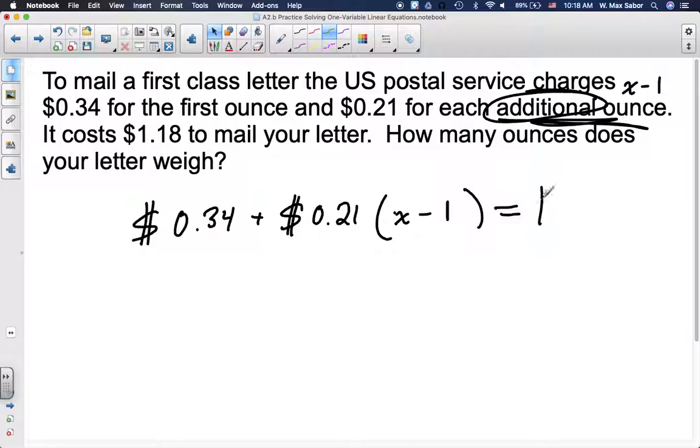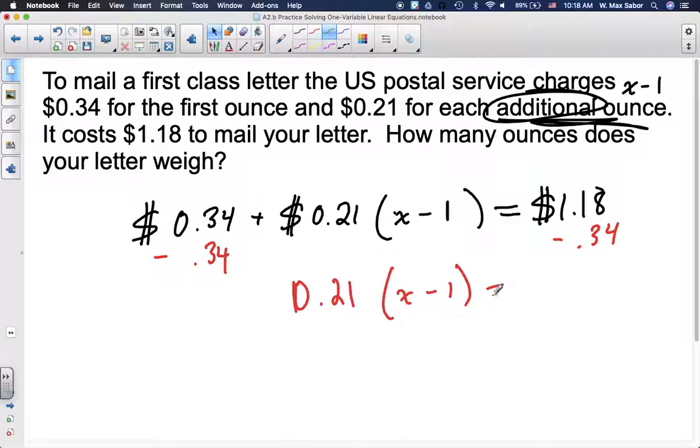It costs $1.18 to mail your letter. How many ounces does it weigh? Well, we can subtract 34 cents. And that says $0.21 times x minus 1 equals, let's see, 8 minus 4 is 4. 11 minus 3 is 8.